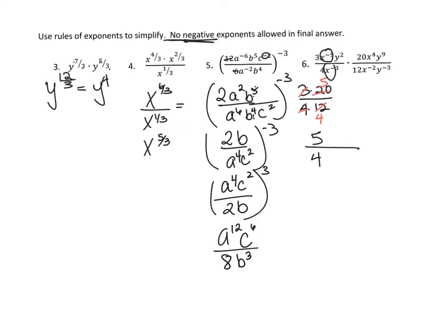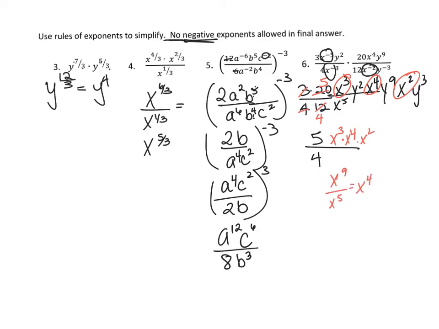I can switch these around. I can put x cubed on top and the x to the 5th on the bottom. Y squared. Then I have x to the 4th, y to the 9th. And then this x to the -2 can also go up, and the y cubed can go up. So let's see what we have. Let's look at our x's. 3 plus 4 plus 2 is 9. And then minus the 5 on the bottom. So that's x cubed times x to the 4th times x squared. That gives me x to the 9th on the bottom over x to the 5th, which is x to the 4th power. So that's 5x to the 4th.